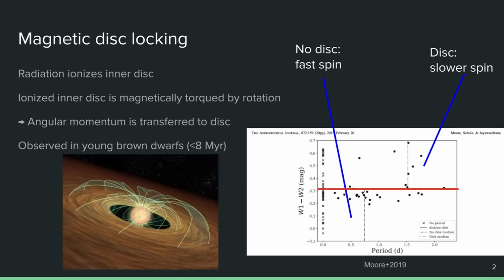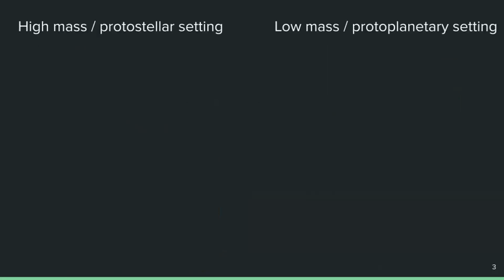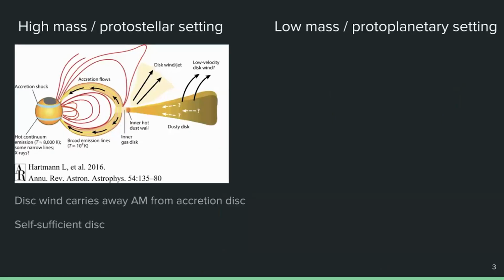So how does this change as you change the mass? Well, let's look at the high mass picture first. What happens in protostars, for example, is that you have an accretion disk, you have material flowing inward, and the magnetic interaction drives disk wind and drives some of the material out. But the main point is that in this picture, the process is self-sufficient. The star interacts with its own disk and breaks that way.